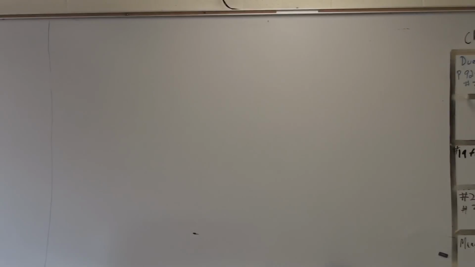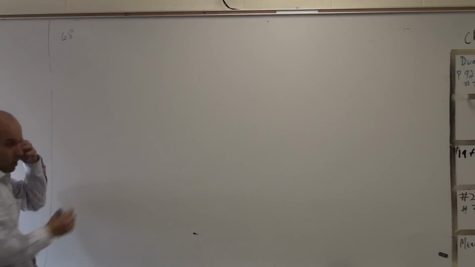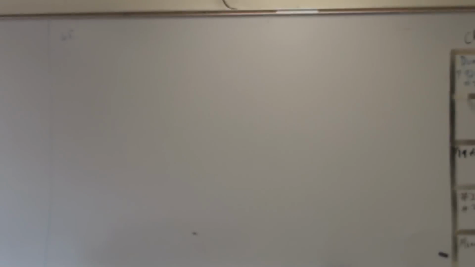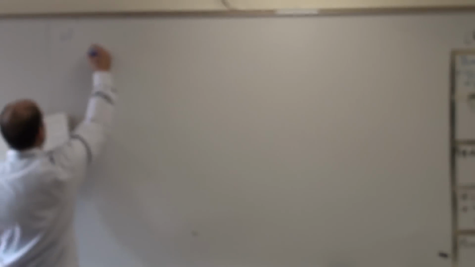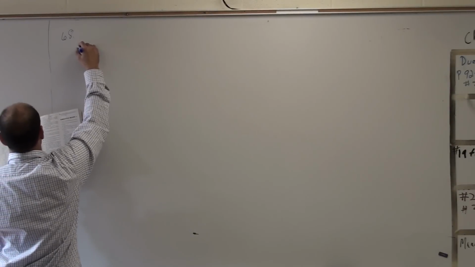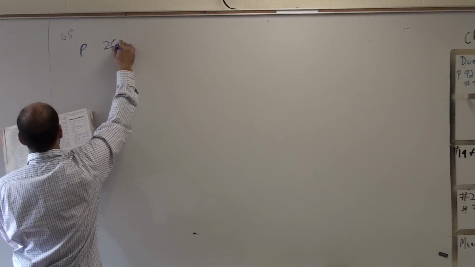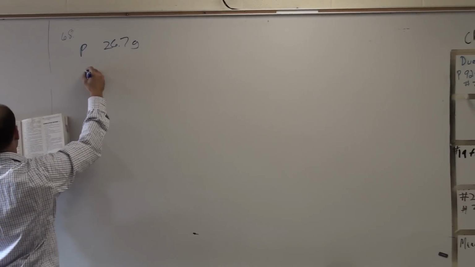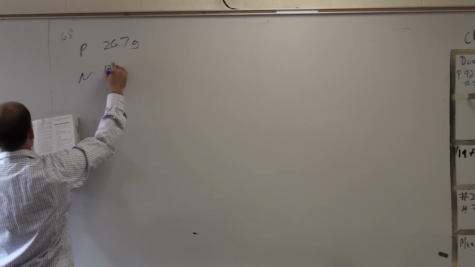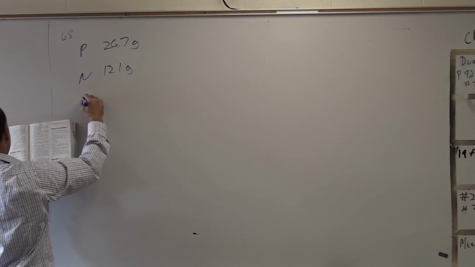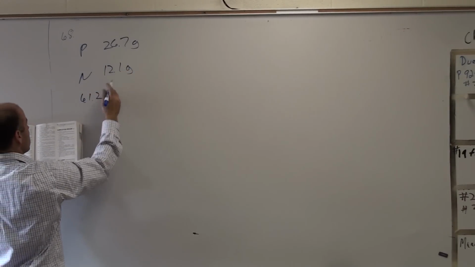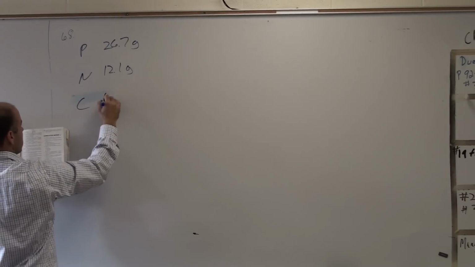So we're going to do number 68 in the book. According to number 68, I have an unknown compound, and this unknown compound has 3 elements in it. It's got 26.7 grams of phosphorus, 12.1 grams of nitrogen, and 61.2 grams of carbon.